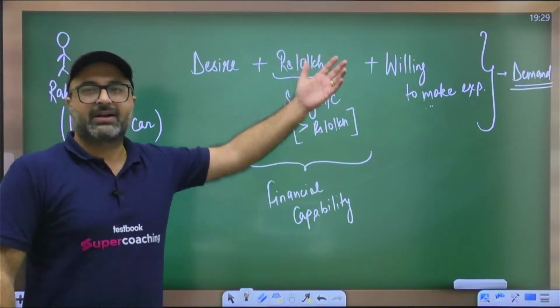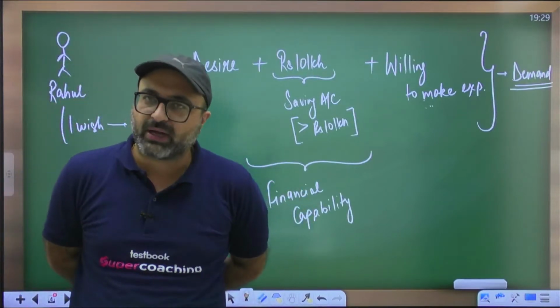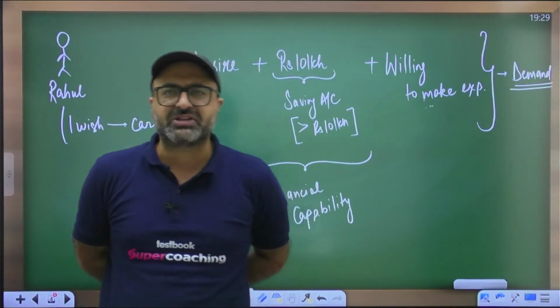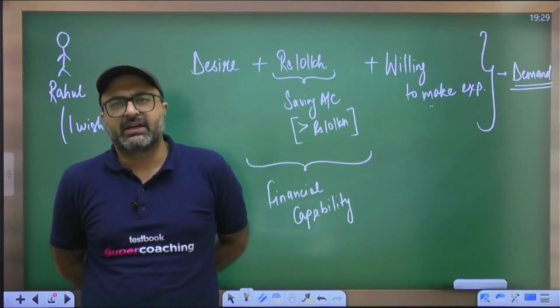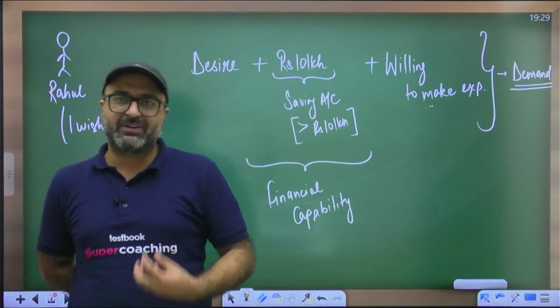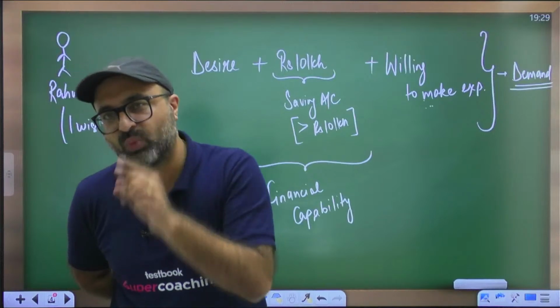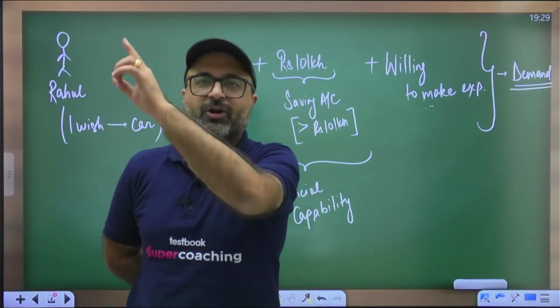So I'm trying to discuss a very important term with you, and the term is demand. If someone asks you, what do you understand by the word demand? What will be your answer? Demand is a combination of three conditions. First, you must have a desire for a commodity. Secondly, you must be financially capable to purchase the commodity. And third, you are willing to make the expenditure in order to purchase that commodity.